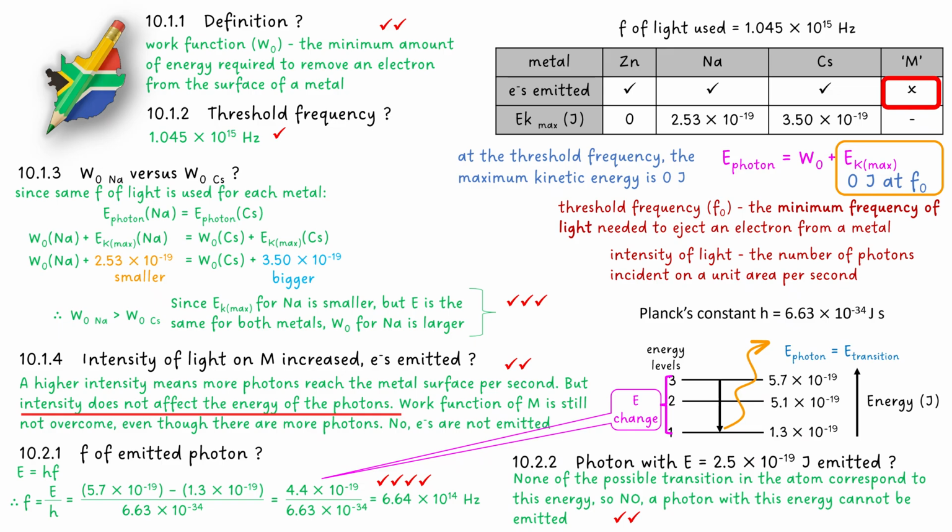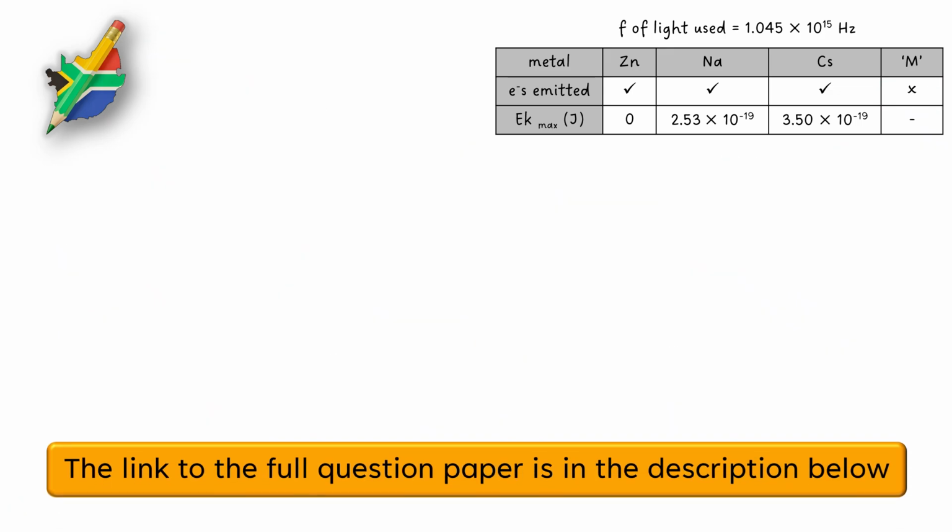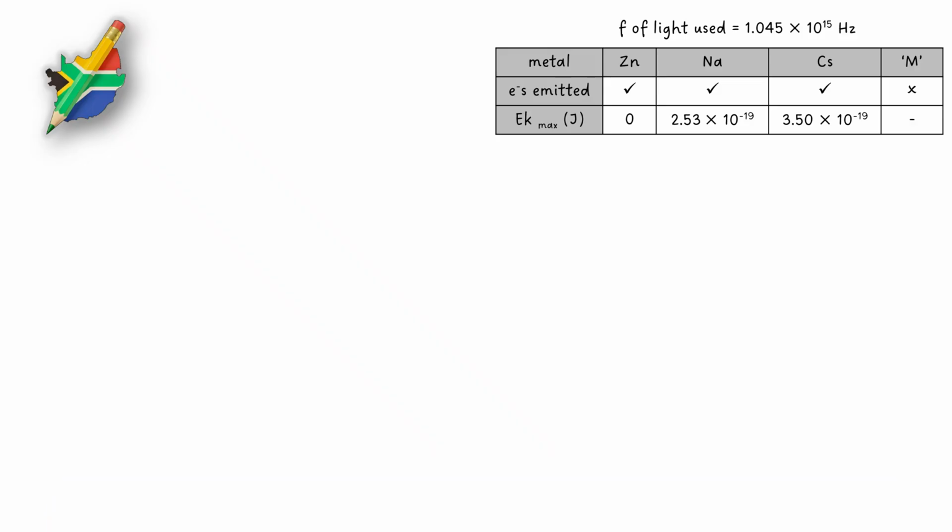Question 10. We are told that 4 metals are irradiated with light of a single frequency. When light of frequency 1.045 times 10 to the 15 Hertz is used, the maximum kinetic energy of emitted electrons is measured and recorded in the table.